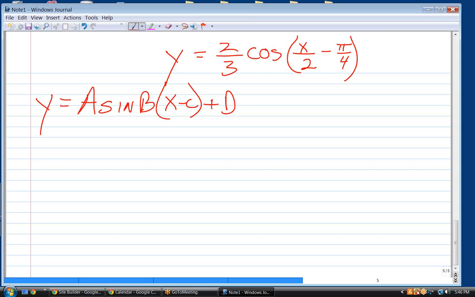What's b? B is 1/2. Notice that my b here is outside the parentheses, and my b up here is inside the parentheses. If the b is inside the parentheses, then this is not the phase shift. That is still C, but it's not the phase shift. C is only the phase shift if B is outside the parentheses. So the way we solve that is we factor out a half so that we rewrite this the following way.